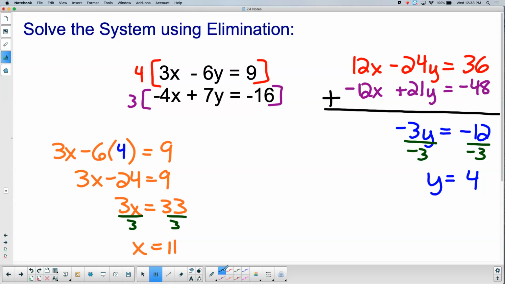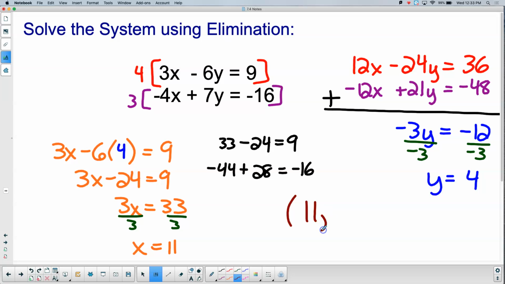3 times 11 is 33. 4 times 6 is 24. 33 minus 24 is 9. 9 is equal to 9. Negative 4 times 11 is negative 44. 7 times 4 is 28. Negative 44 plus 28 is negative 16. And that is equal to negative 16. So my answer is 11, comma 4.